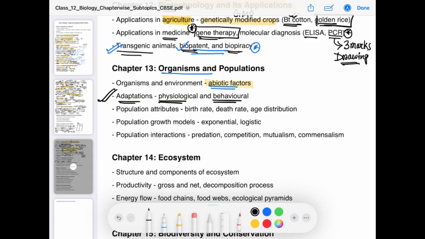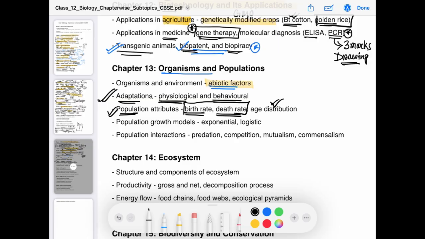Next, there is population attributes. You have to know about the birth rate, natality and mortality, and how it is affecting the population. There is a diagram also here, you need to know that. If the birth rate is high, that means the population will grow, and if the death rate is high, that means the population will decline. And here there is age distribution also. There are different types of pyramids here also, right? So you have to read about it also.